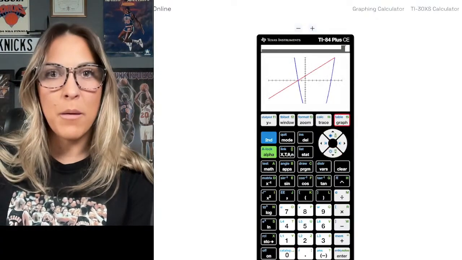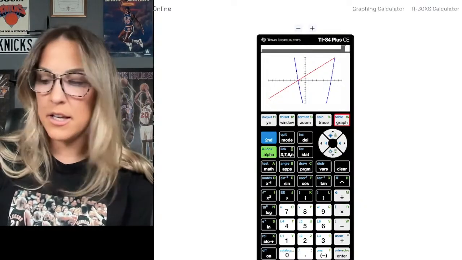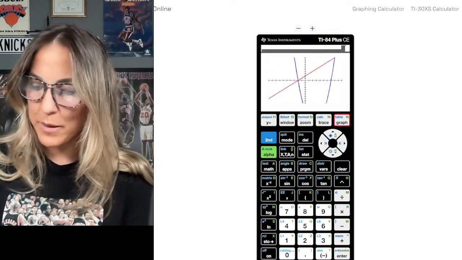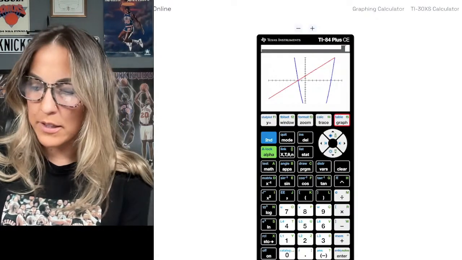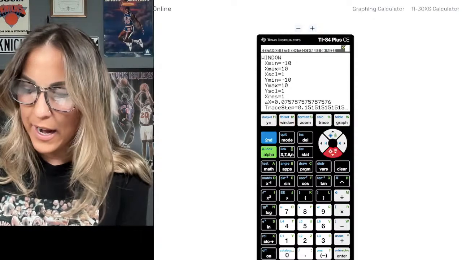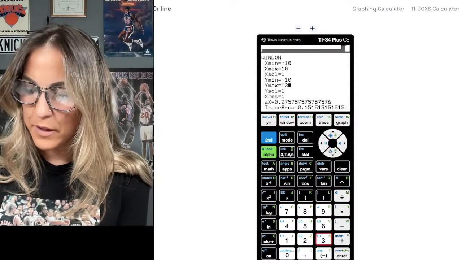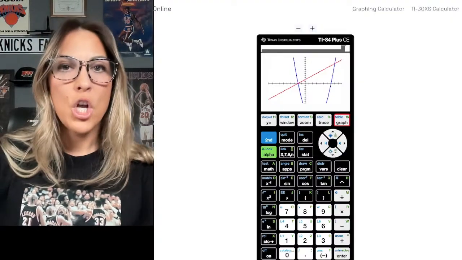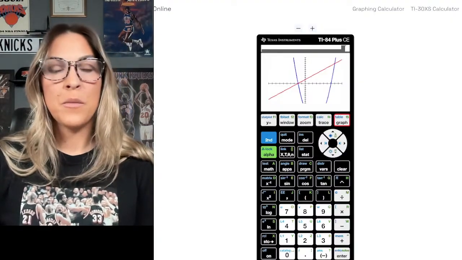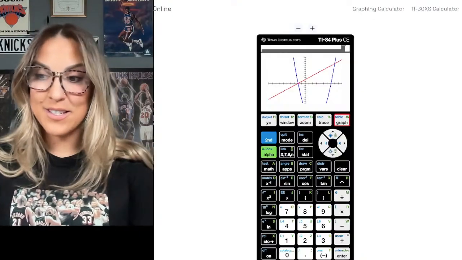And actually, I should probably make my window go a little bit higher because I see there's two intersection points, but I can't really see the one that's to the right. If you look at the top right corner, I can't really see that one. So I'm going to go to my window, and I'm actually going to make that y max 13 and see if that does it. Yeah, that makes it a little bit better. Now I can see both. So we graph both equations. The solutions are the points where they intersect.